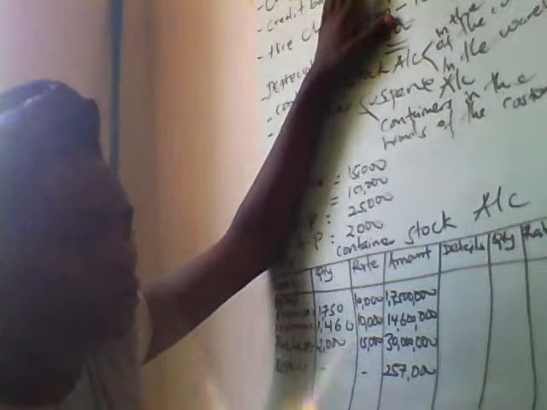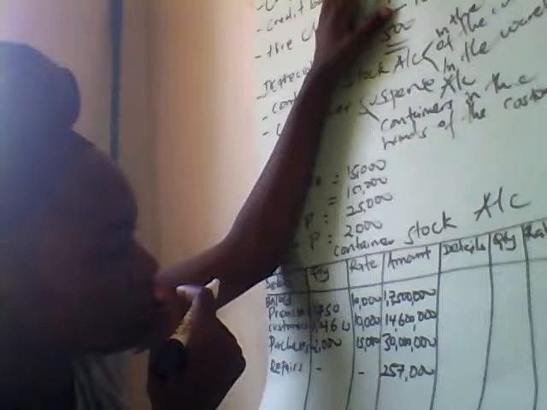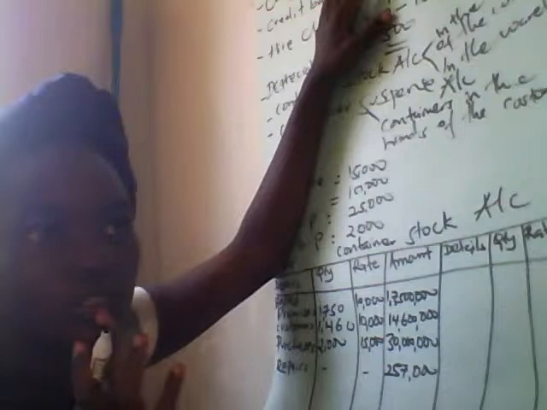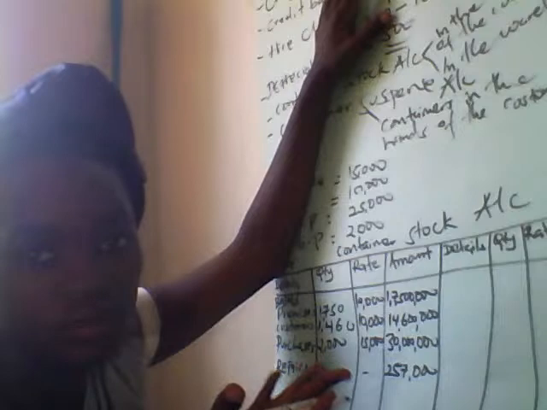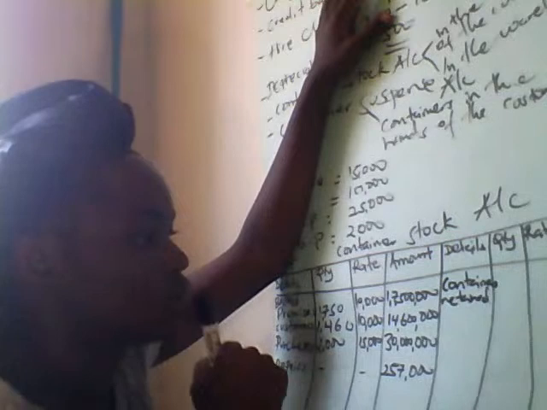Then you go to this side. In case of containers retained by the customers, like when customers refuse to return the containers, they are reducing the container stock that you have. So on this side we put containers retained.